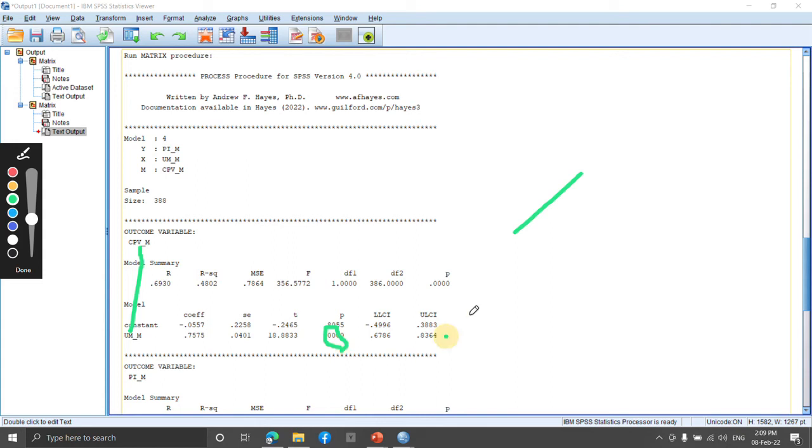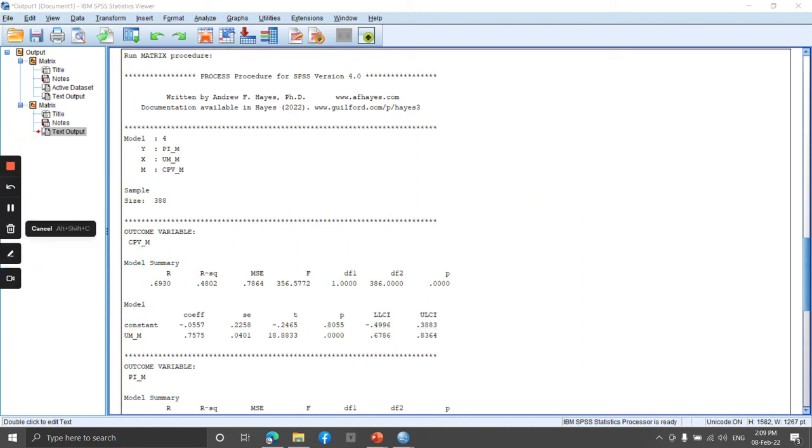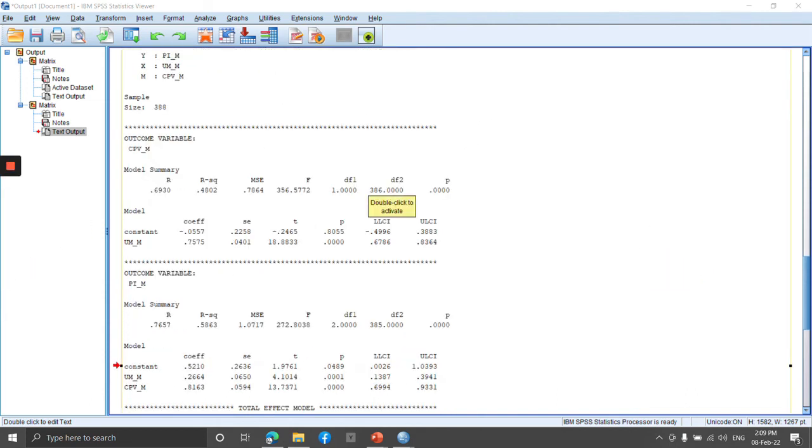And also these two values have the same sign. That means this part is significant. Clear? Now you have to check this part and this part. We will check that one. Go to the next one.